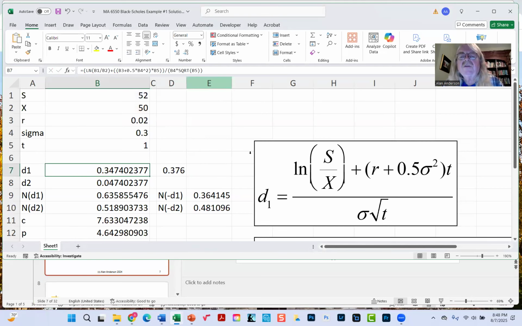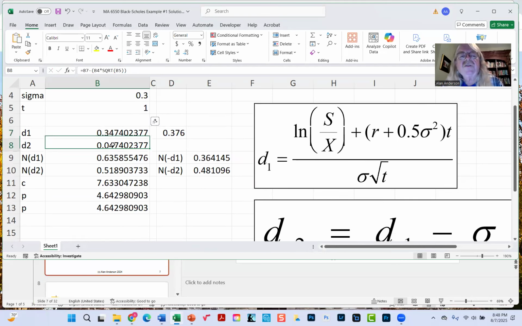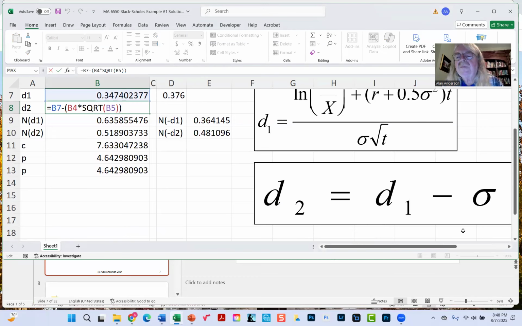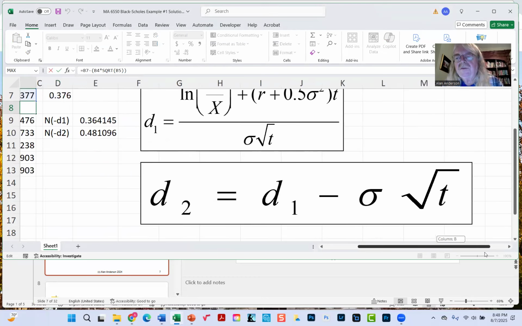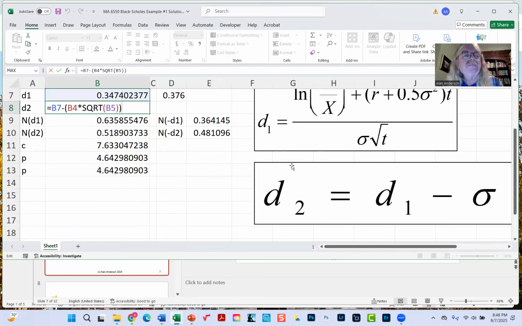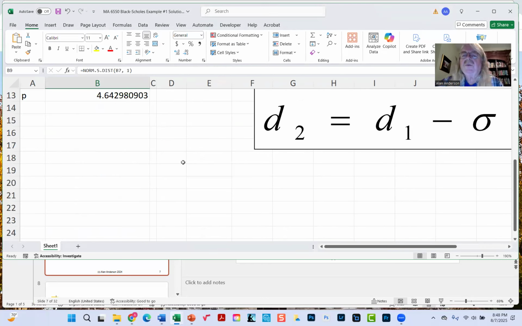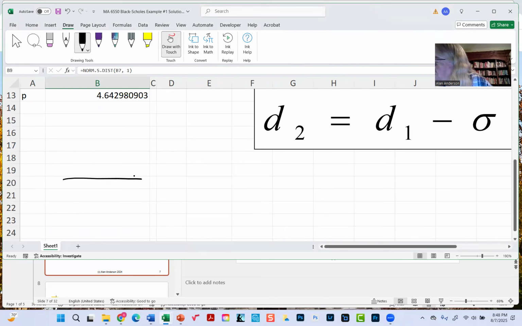So that's our D1. Now, luckily, D2 is a very simple function of D1. Just take your D1 and subtract sigma, or this volatility, times the square root of t. Now, remember, the ND1 and ND2 are probabilities. So in other words, here's what's happening. Here's your standard normal curve.